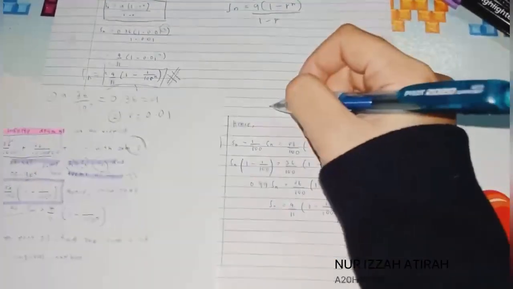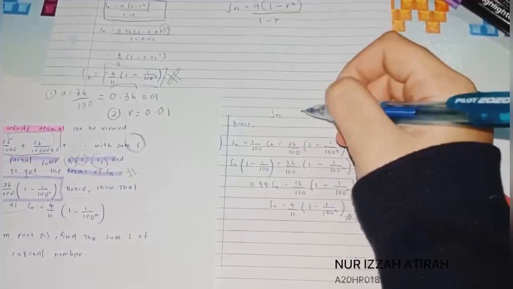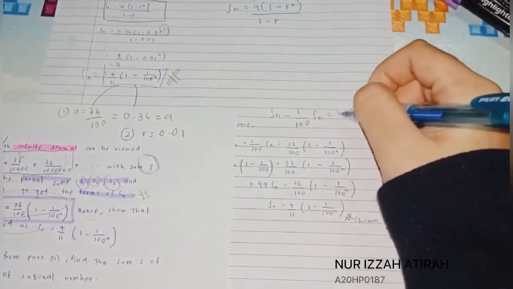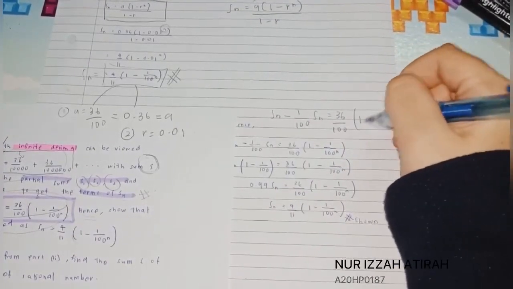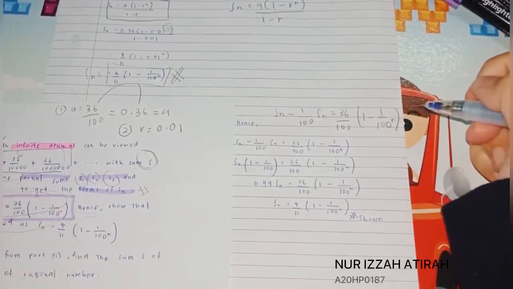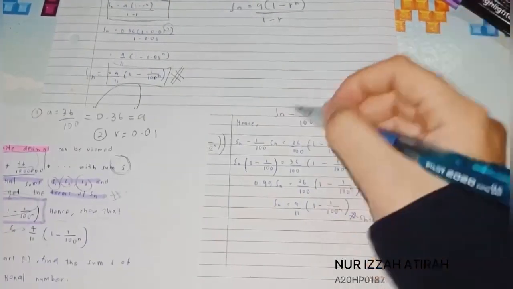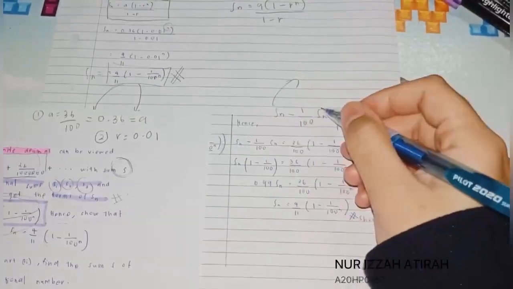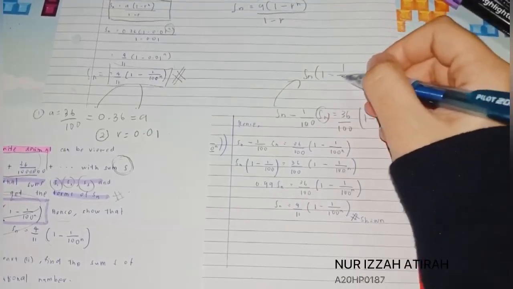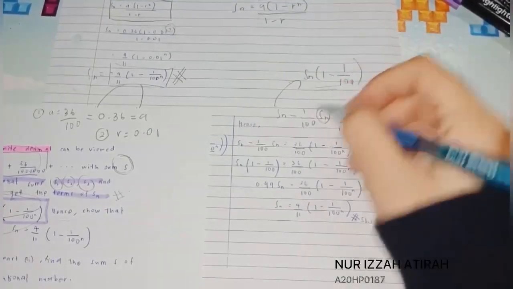Now we write it back for this question. We write it back this given: Sn minus 1 over 100 Sn is equal to 36 over 100 multiplied by 1 minus 1 over 100 to the power of n. Get it? Then what should we do with this? Yeah, we can do it like this. We need to get Sn out. Then we get this answer, 1 over 100. Same with this, right?